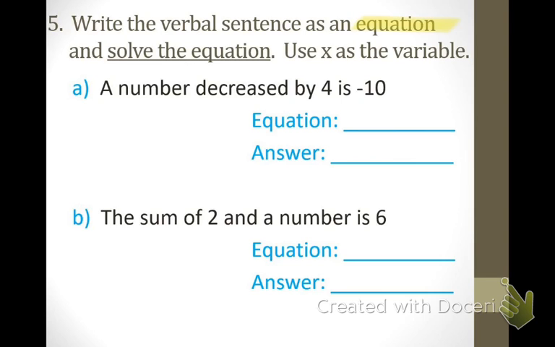No. Okay, no parenthesis words. What about turnaround words? No. So let's go ahead and just read from left to right. It says a number decreased by 4 is negative 10. Does anyone think they know that? Hope?